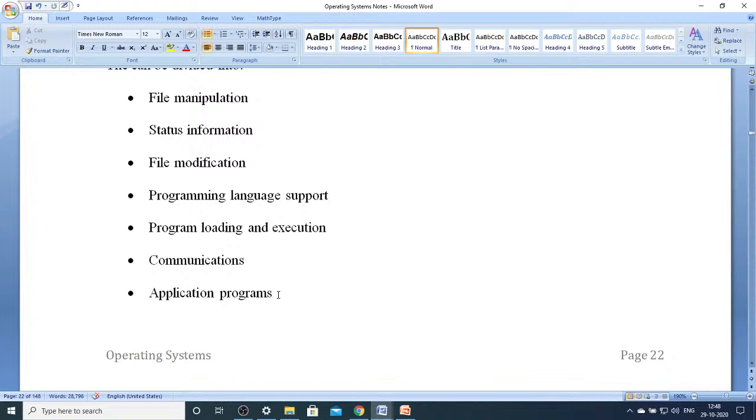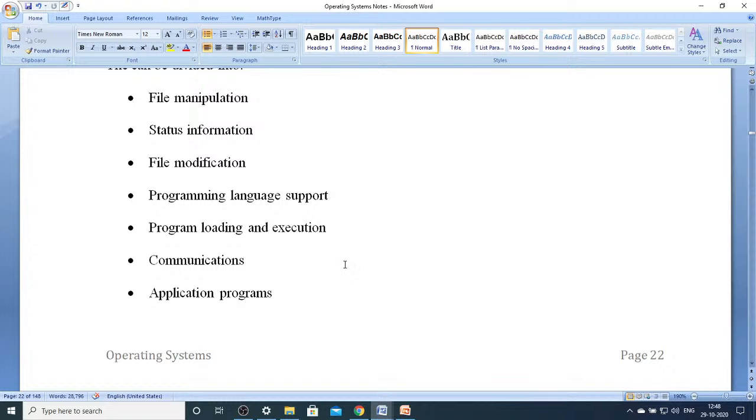So a system call acts as an interface between the user application and the OS service. It's just a function call. Whereas a system program is the actual code, the implementation. So this is what a system program is all about.